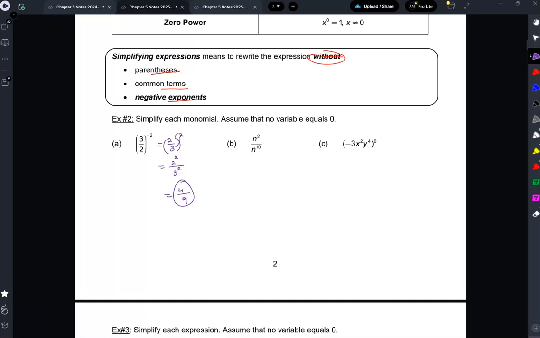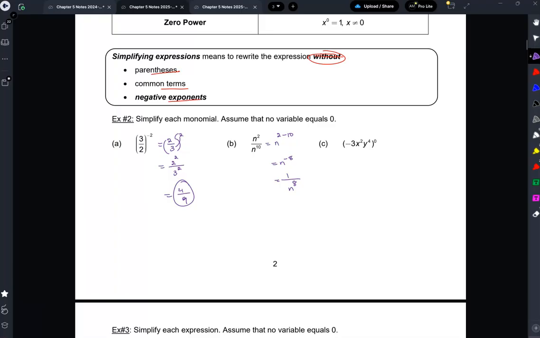Here, I have one base, that's n, another base, that's the n. So basically you have two bases that are the same, and the powers are being divided. So this is going to be n to the 2 minus 10. This is n to the negative 8, but I can't leave it like that, right? That's a negative exponent. So it'll be 1 over n to the 8.